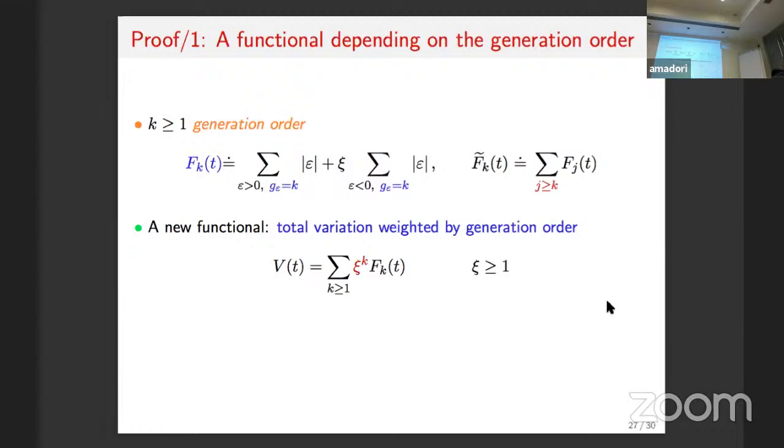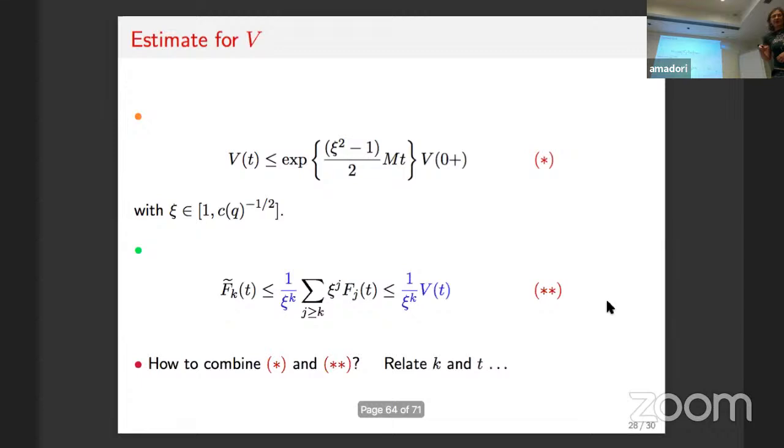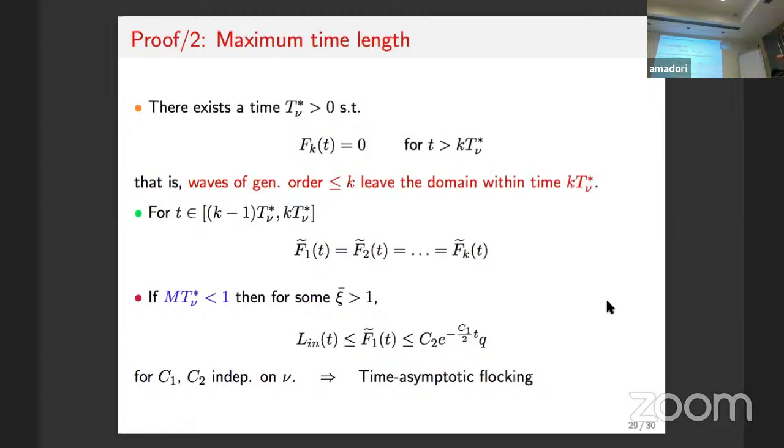In particular, we use a new functional in which we weight the waves of a certain generation order by a weight C to the power of the order, where C is larger than or equal to 1. So this weight increases as K increases. This is what will lead us to exponential decay. We have these estimates, and overall, let me skip this and go to the result. The result is that we can bound the linear functional L that we introduced at the beginning with some exponentially decaying function if we have some assumptions on this universal time.